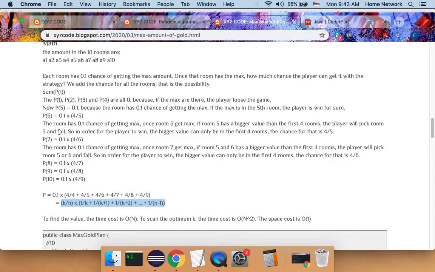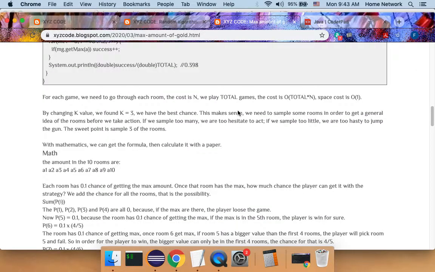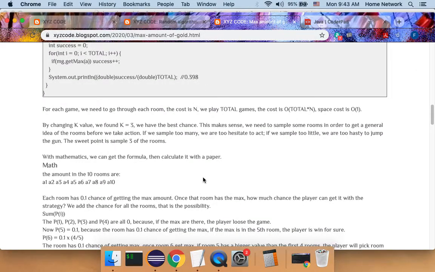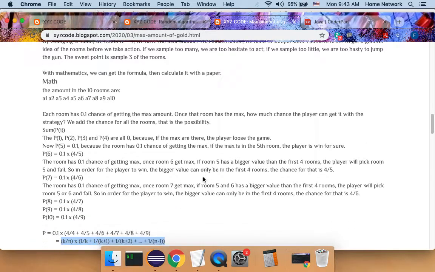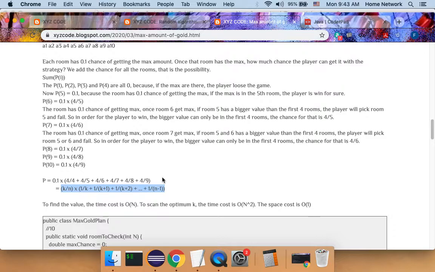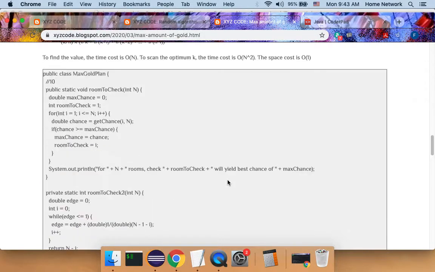Of course, in this case, if we set k equal to 4 and n equal to 10, we can use paper to calculate the probability, which will be very close to this value. But the question is, how many rooms to check is optimum? In order to find that, we need to scan k from 1 to 10. Once we find the maximum p, that is our optimum value. So here is a program to do that.